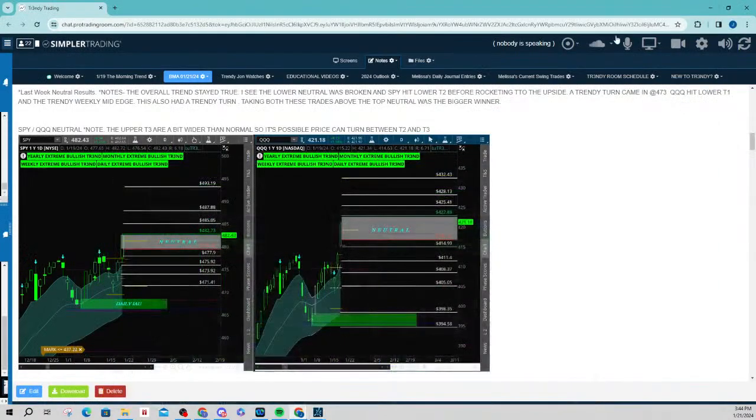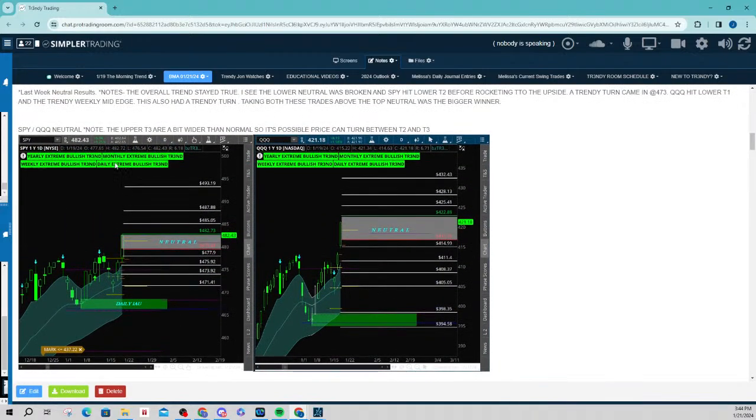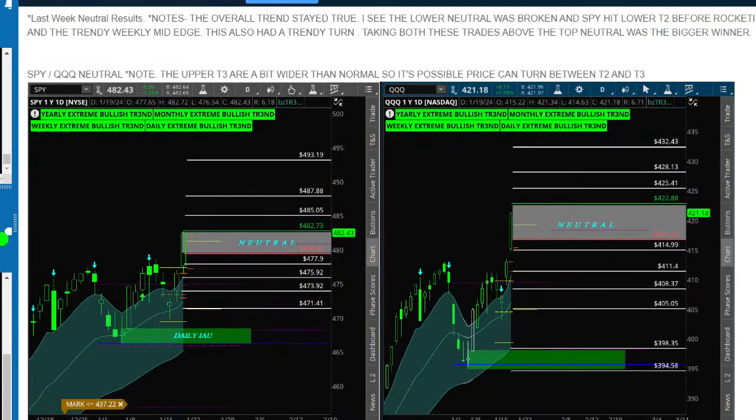Okay. Now let's go ahead and minimize that. We'll go back here. And this is going to be your SPY and QQQ. Note, this is for this week. All right. This is where you want to pause the video.